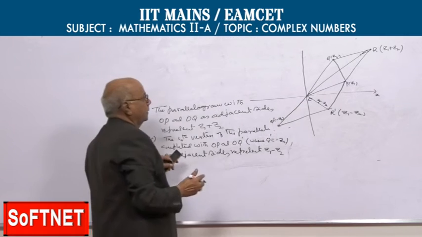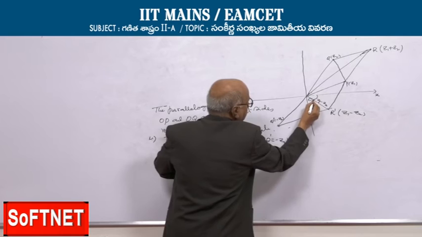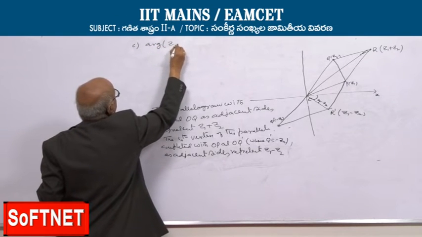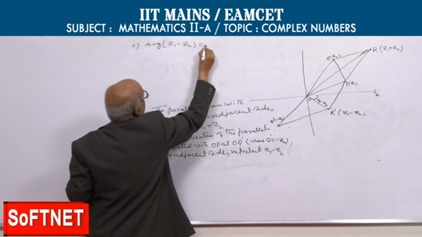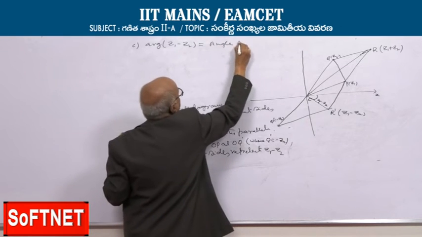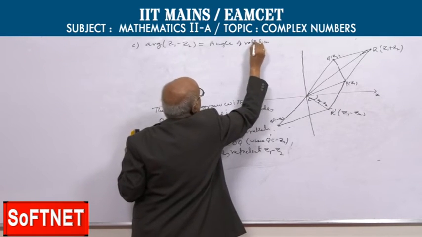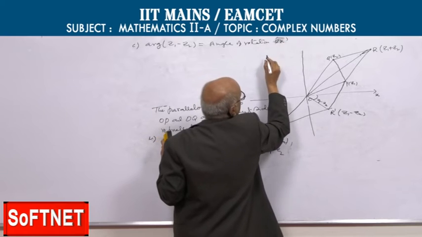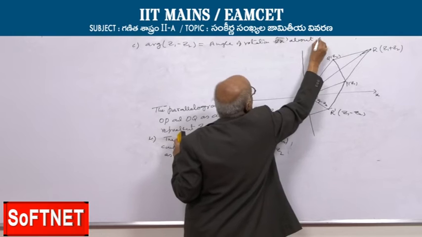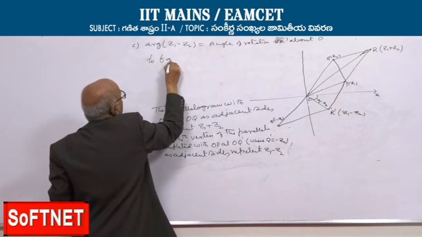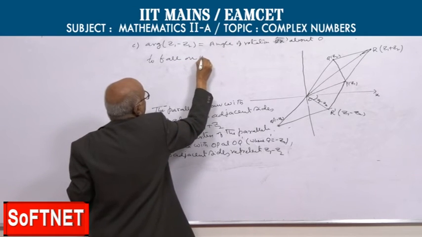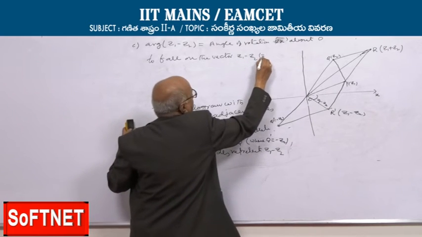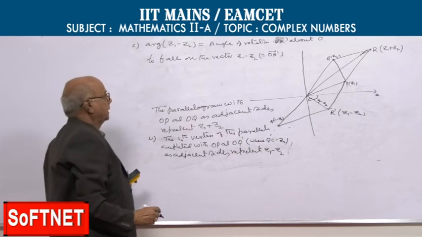That means this is Z1 minus Z2. If you take this angle, then you can write that the argument of Z1 minus Z2 is equal to the angle of rotation of the real axis, that is OX bar, about origin O, to fall on the vector Z1 minus Z2, or that is equal to R dash bar. That is the argument of Z1 minus Z2.